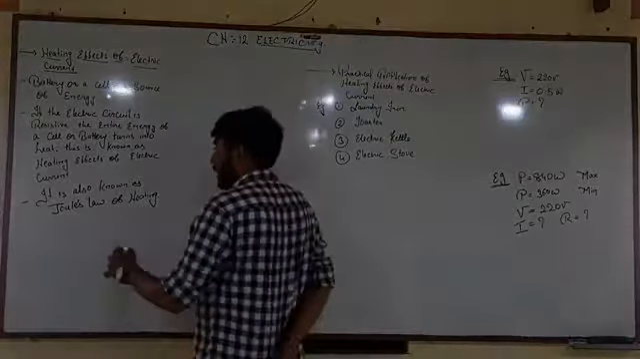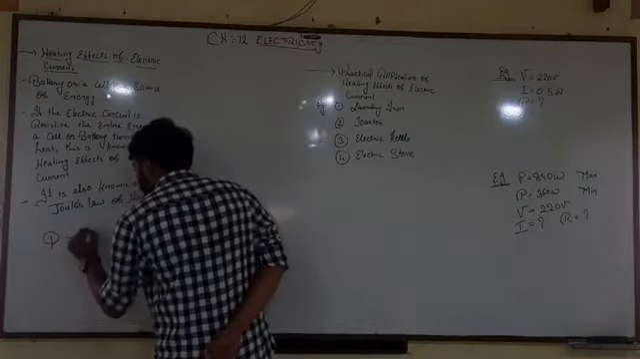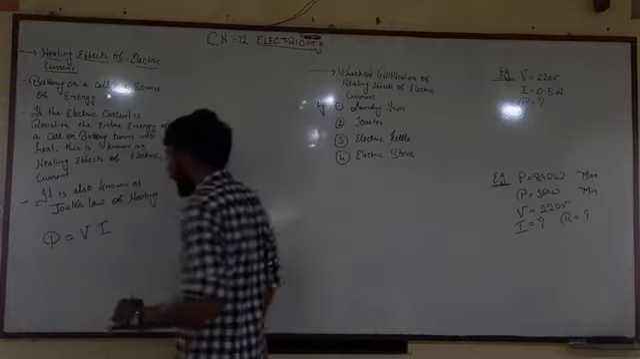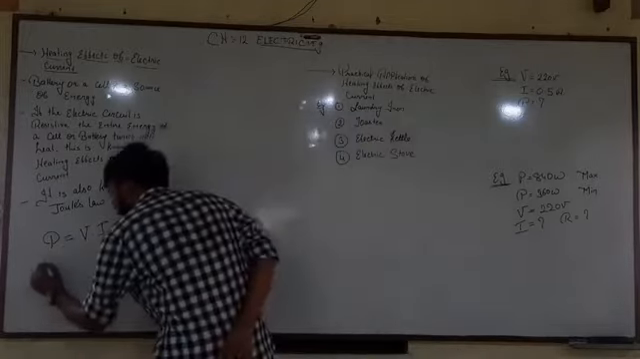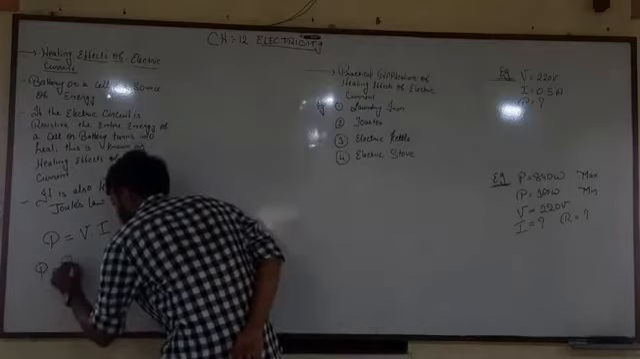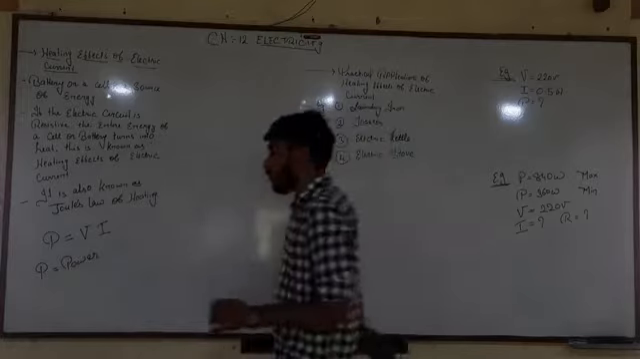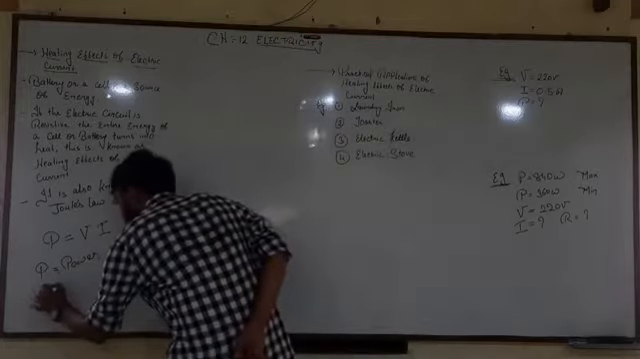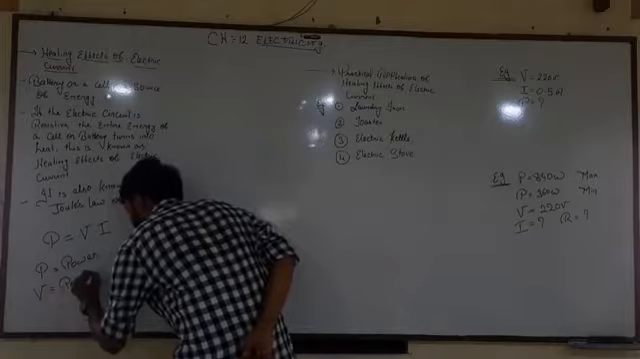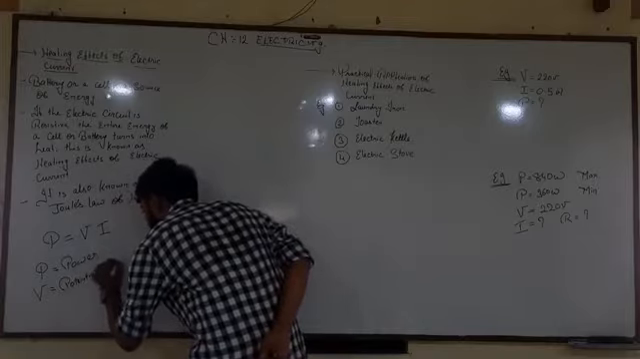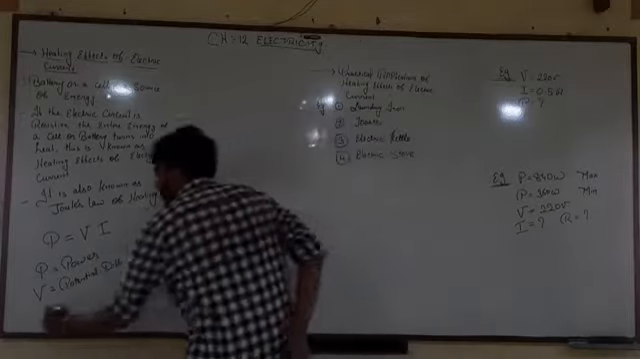Let us see. Here, P is always equal to V multiplied by I. What is P over here? Here P is equal to power. What is V? V is the potential difference. And what is I?